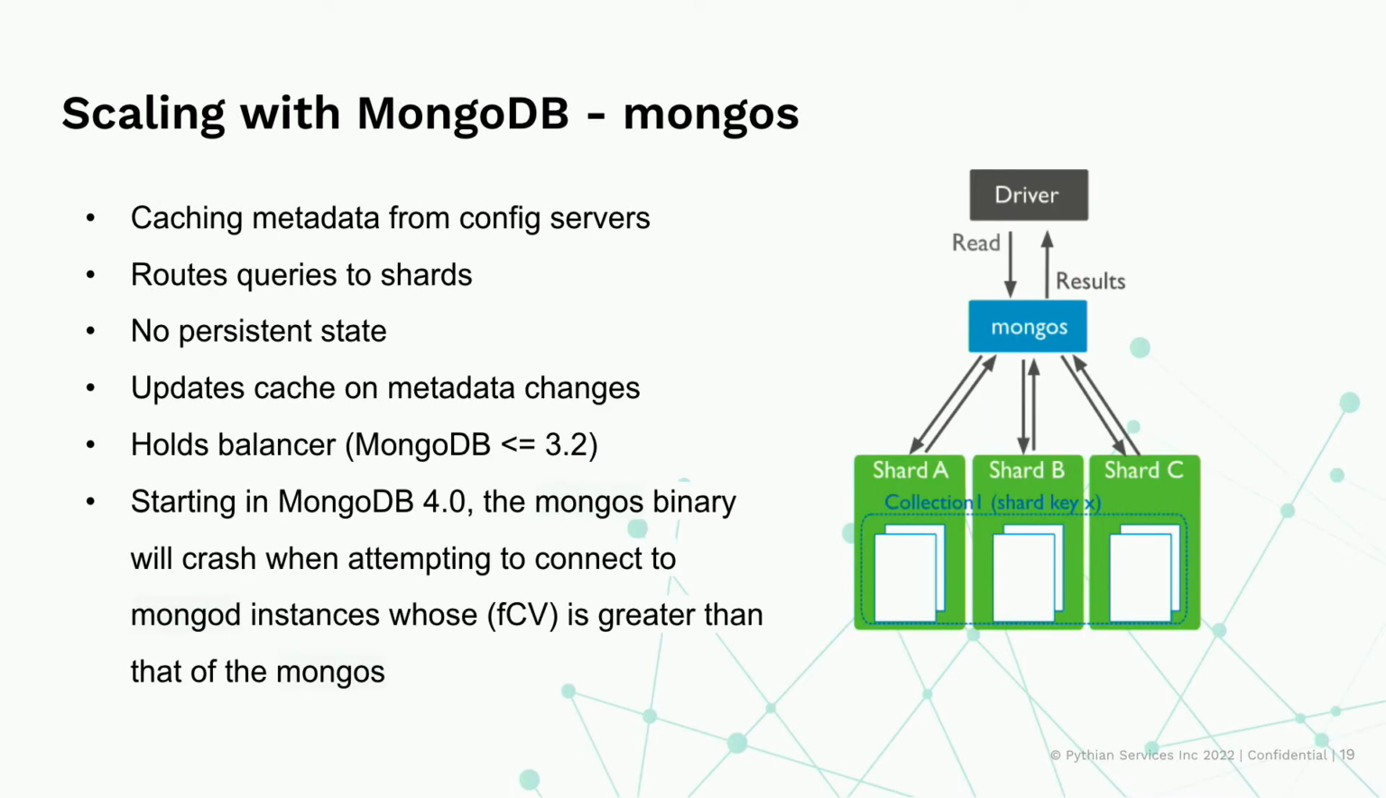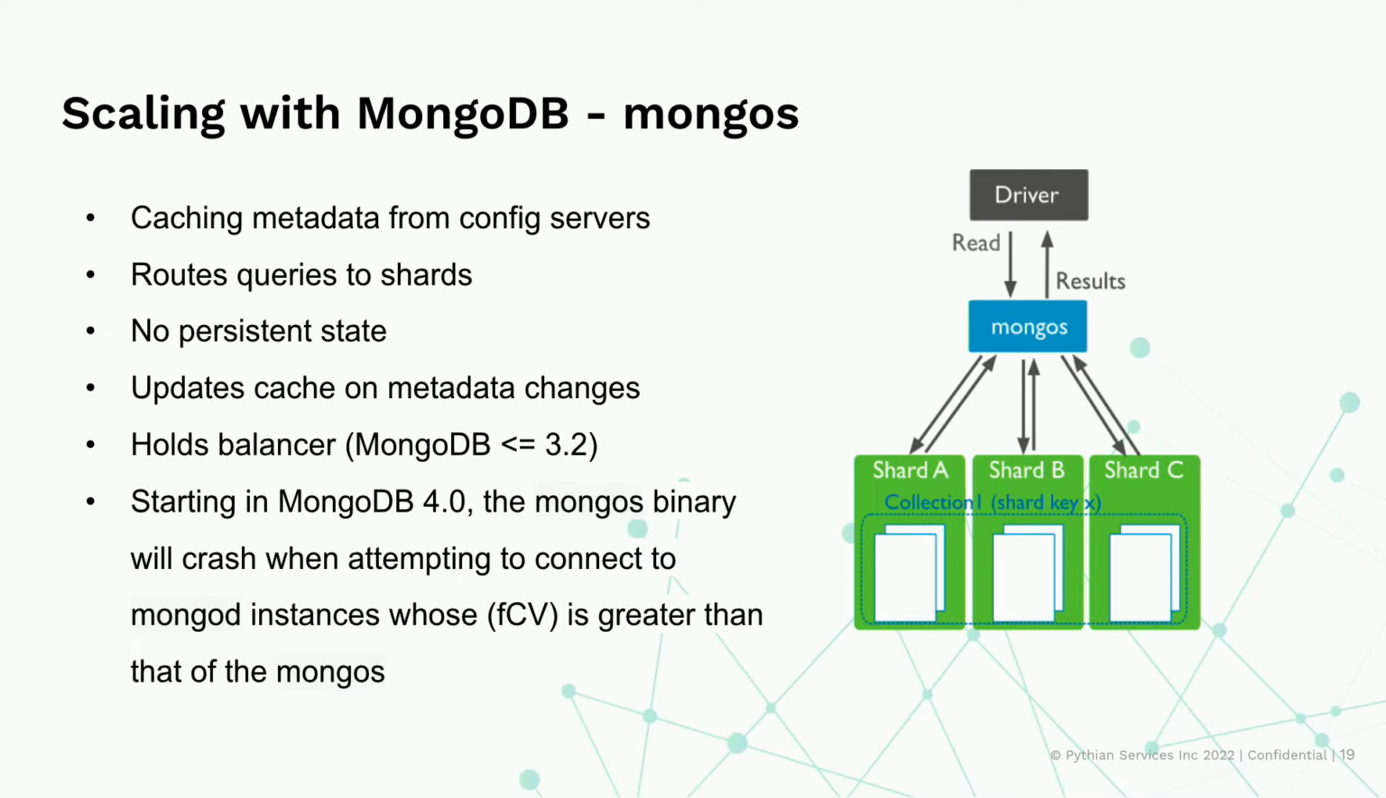So yes, MongoS will be caching the metadata from the config servers. The config servers have the metadata for the entire cluster. The data is split into chunks. Each chunk has a boundary from the min key up to the max key. And so when you are sending a query, MongoS will know exactly into which chunk that document is.